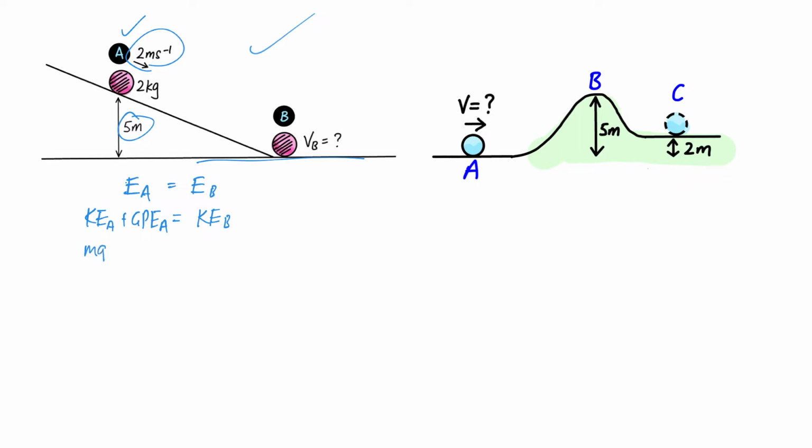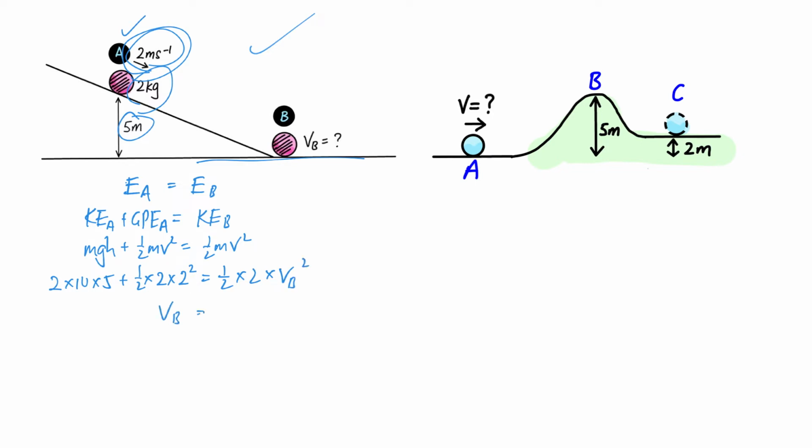So mgh here plus half mv square equals half mv square of the ball at point B. Once again, if the mass is not given, you can cancel it off. But for this question, since the mass is given as 2 kg, let's sub in the values: 2 times g, which is 10, times the height of 5 meters, plus half times mass 2 times the speed of the ball, which is 2 meters per second. Do not forget the square. This equals half times 2 times the final speed of the ball at point B. And if you solve it, that will be 10.2 meters per second.